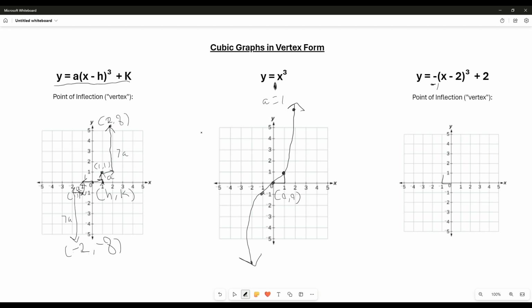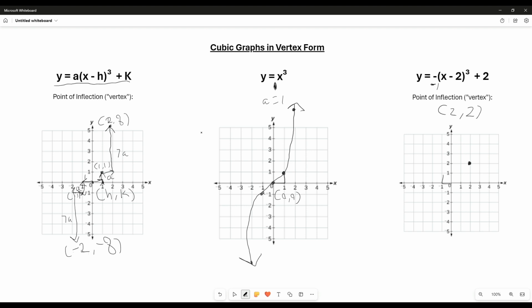Our h value is equal to 2, because remember, it's x minus h. So it's x minus 2 would be our h value. So our h value is 2. Then our k value is also 2, because there's no minus there, it's just regular, which means that our vertex, if you will, the point of inflection of our graph is going to be at 2, 2. So right here. So now we know everything that we need. So our a value is -1.